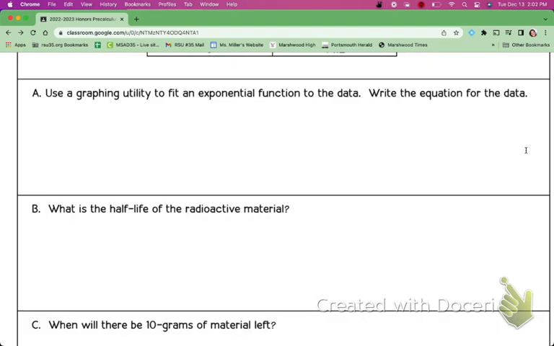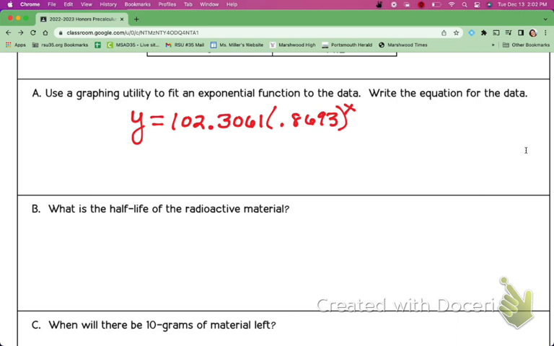All right, so there's our equation. I write it here: Y is equal to 102.3061 times 0.8693 to the X. Now, for B, what's the half-life of the radioactive material? So how could I figure out the half-life? At what point in time does my initial get to half? Well, what is half of my initial?